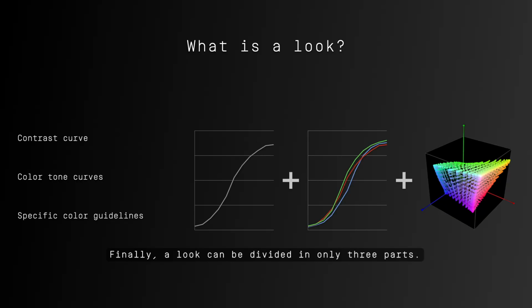Okay, finally, a look can be divided in only 3 parts. One contrast curve, a set of color tone curves, and specific color guidelines that will enforce color behavior according to some input color properties. Hue changes based on the considered volume area, density alterations according to saturation, and so on.